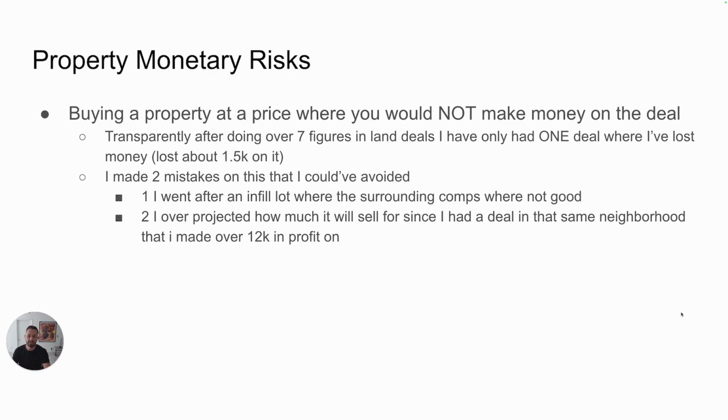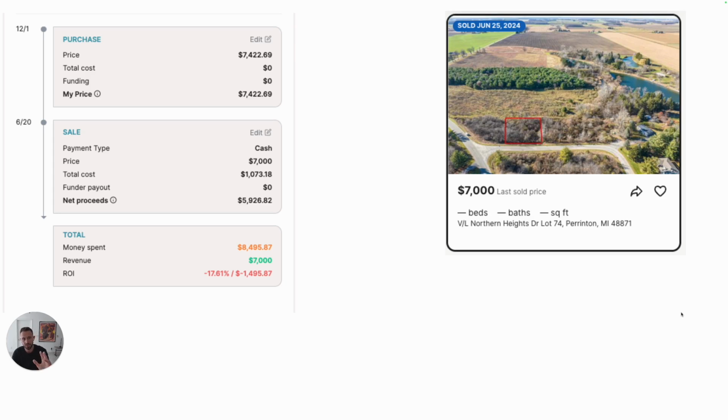And the second thing is that I overprojected how much it was going to sell for, because I actually sold another infill in the neighborhood where I made over $12,000 in profit. That was the problem. So let's look at it. This was the deal. Again, it's an infill lot, about 0.3 acres. It's very small. The only thing it can be used for is to be built on, so you can't do anything else.